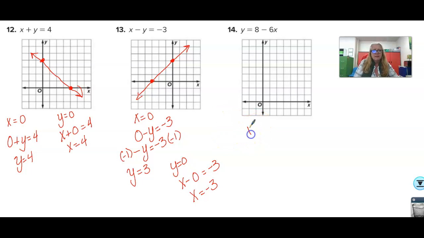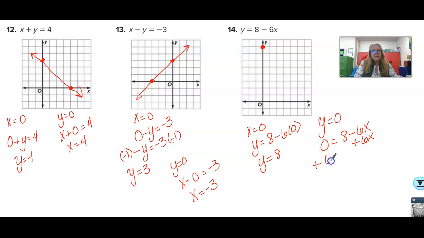Okay, when x is 0, we have y equals 8 minus 6 times 0. Well, 6 times 0 is 0, so y equals 8. 1, 2, 3, 4, 5, 6, 7, 8. And then when y equals 0, we would have 0 equals 8 minus 6x. Well, let's add 6x to both sides and get rid of that 0. We don't need him. He's not doing anything.